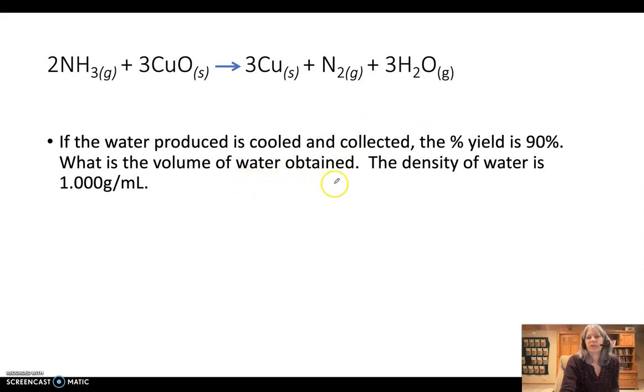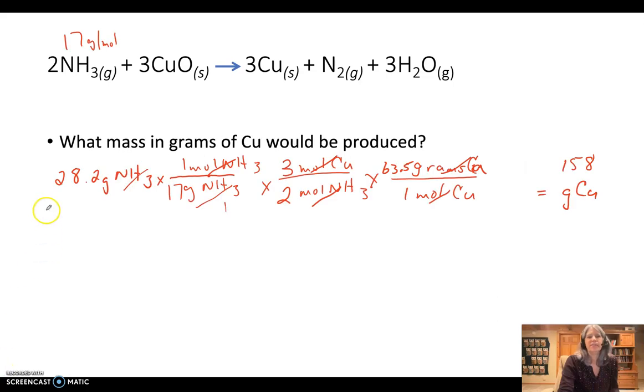What's the volume of water contained? And in order to get that, we'll need to know the density of water is 1.00 grams per milliliter. Now, we could go back to the beginning, as we have each time. It started with 28.2 grams of ammonia, but maybe we can just start with something else, right? We've already converted this to grams of copper, right? And so maybe we can just try a different way to solve the problem, right?